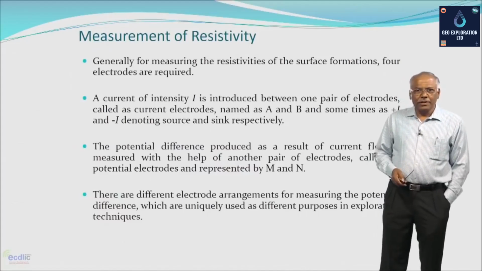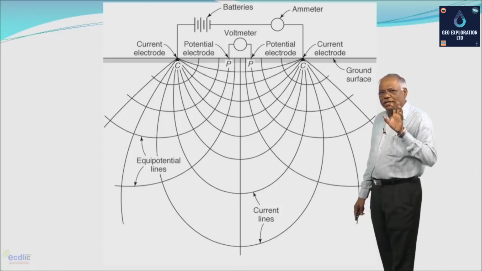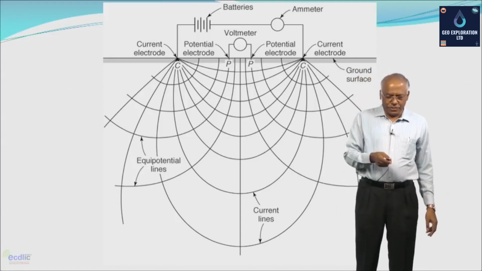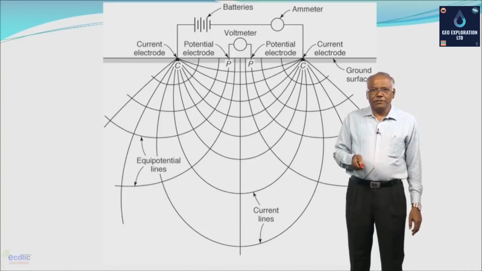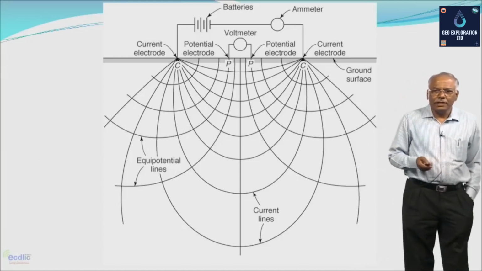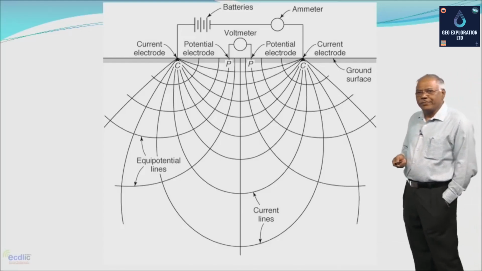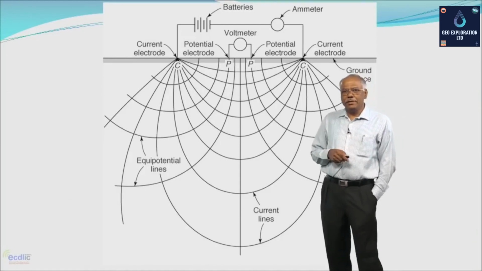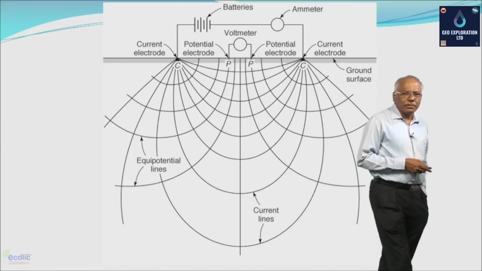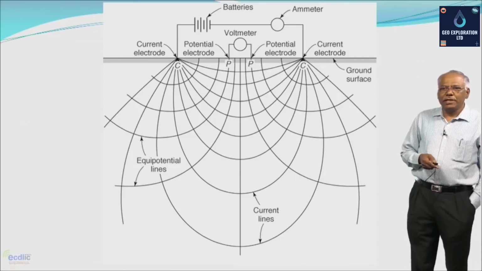This is typically the picture in which one can get an idea about how the current lines are produced between C1 and C2, which are the current electrodes. The current lines are shown connecting C1 and C2. Equipotential lines are the lines which are seen in this particular picture, which are produced from potential electrodes P1 and P2. And then you have the voltmeter, the ammeter and a battery attached to it.